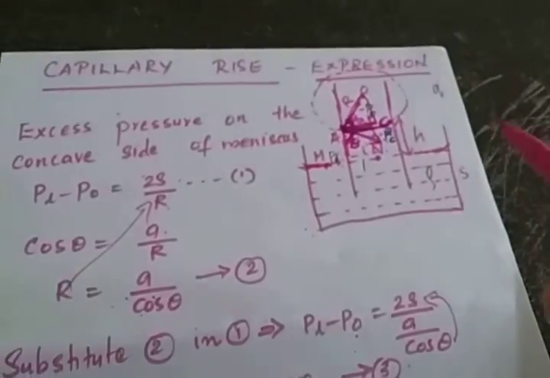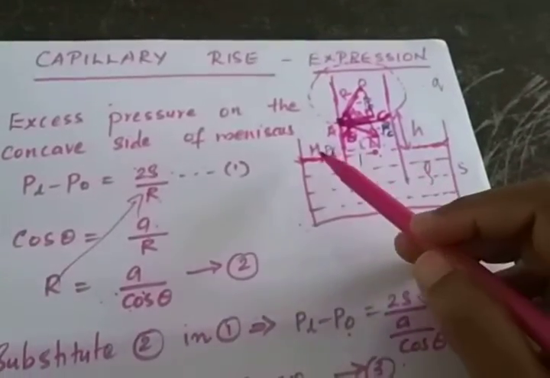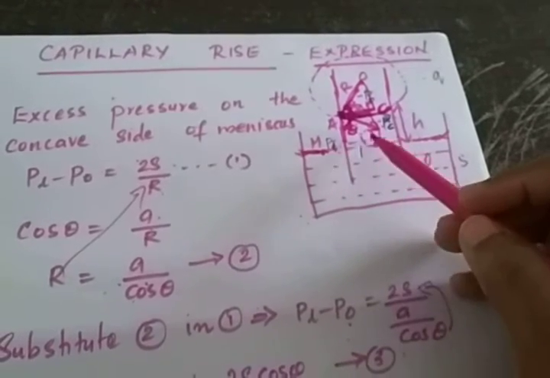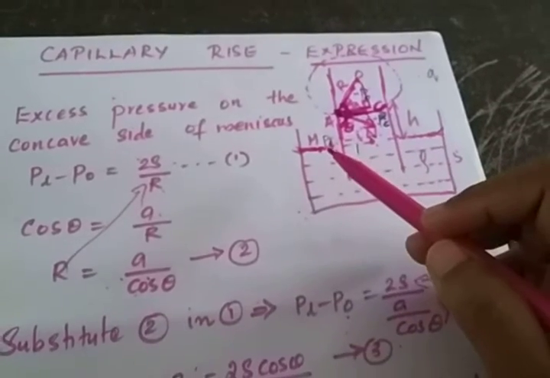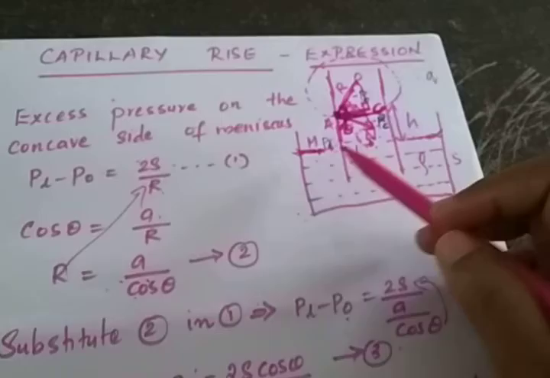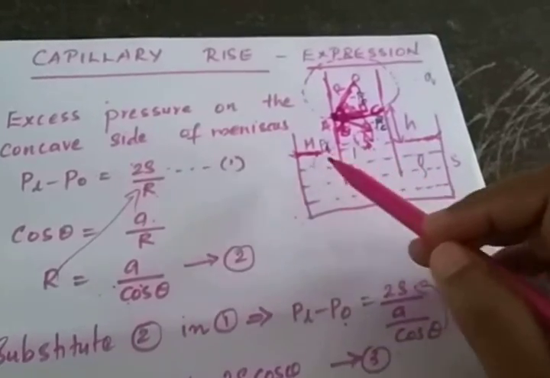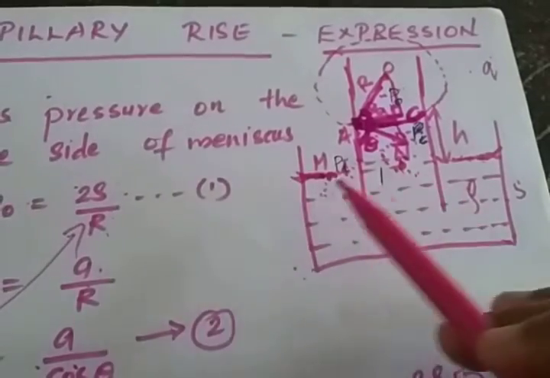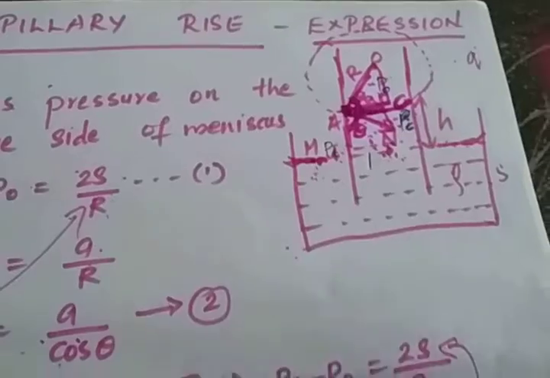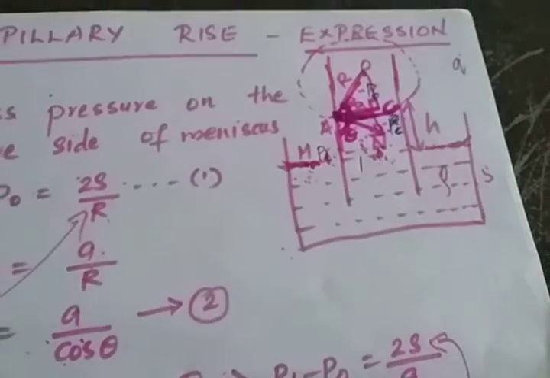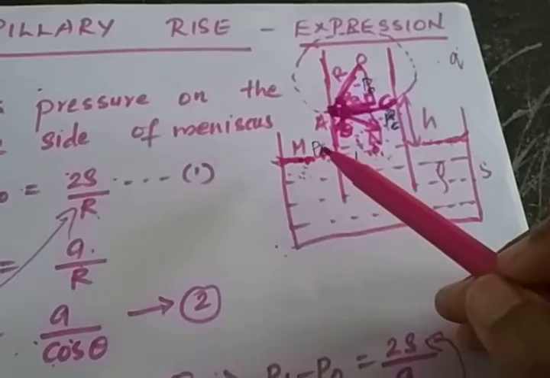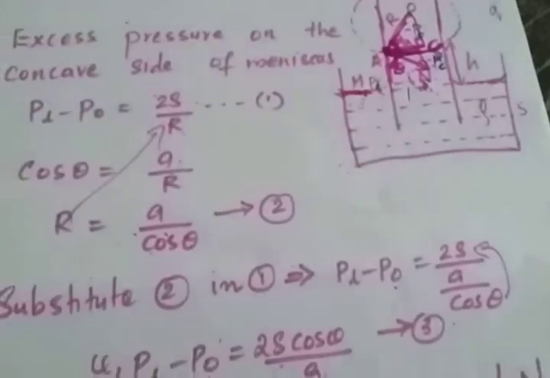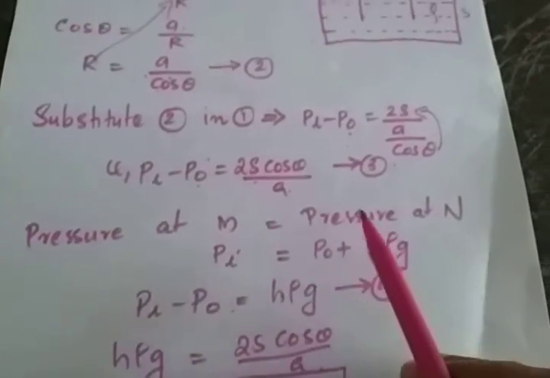Now, let us consider 2 points here, point M and point N. Point M is outside the capillary tube. Point N is inside the capillary tube. Since these 2 points are at the same level, pressure acting on these points will be the same, isn't it? So pressure at M is equal to pressure at N. And we know pressure at M is Pi. We had already discussed that.